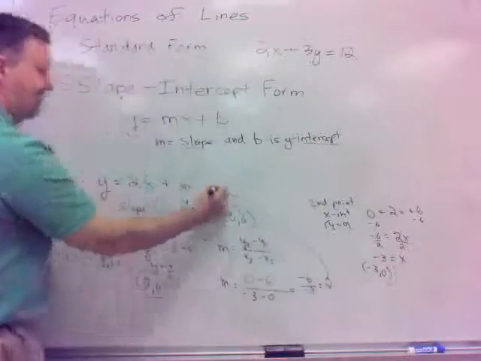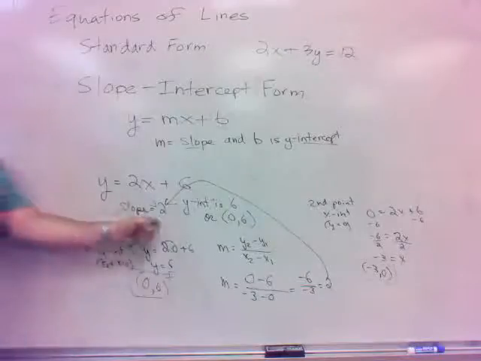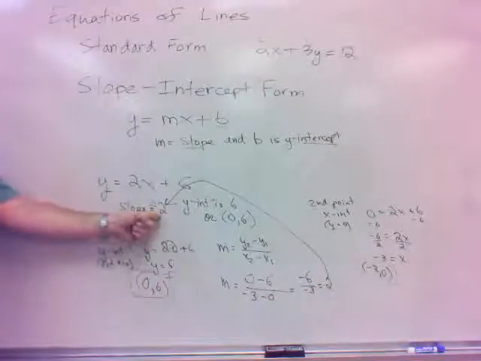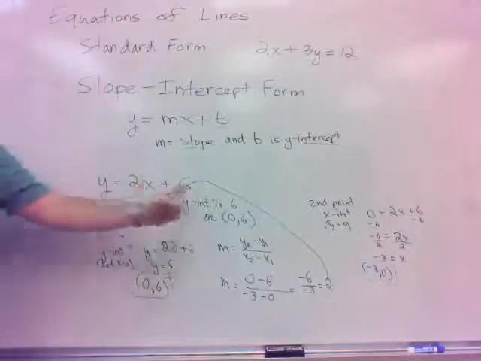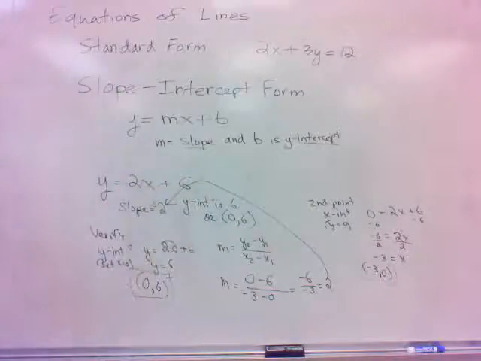There you go. So without having to do any of that work, now we know this is the slope of the line. This is the y-intercept. Always will be given there.